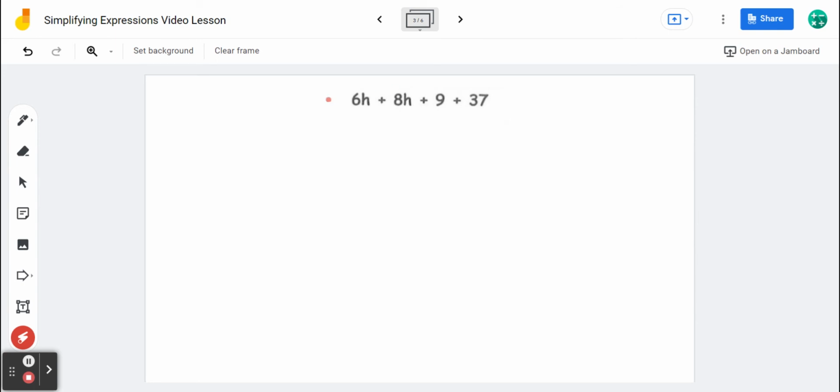Now, at this point, we would ask ourselves, well, what do we notice? For sure, right away, I think we all notice we can combine 9 and 37, right? They're both constants, so that means we can add them. That would make it look simpler. So why don't we do that? 9 plus 37, 46.